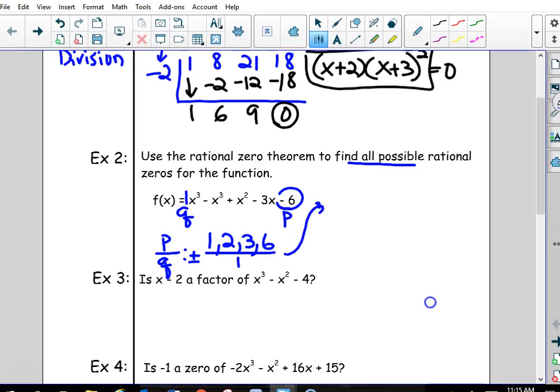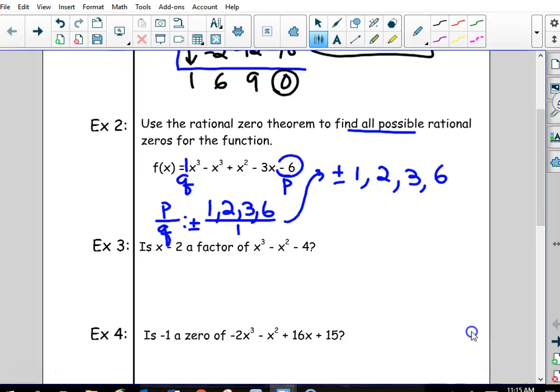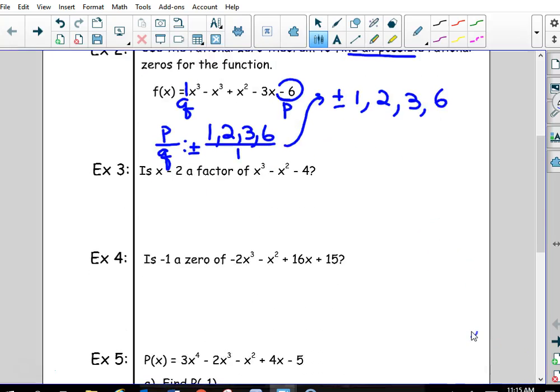So to list all possible, and all of these are divided by 1, I'm going to drop the denominator. Plus or minus 1, plus or minus 2, plus or minus 3, plus or minus 6. So all possible rational zeros for the function are going to be found in one of those 8 numbers. That'll help us to factor some higher degree polynomials in a bit.